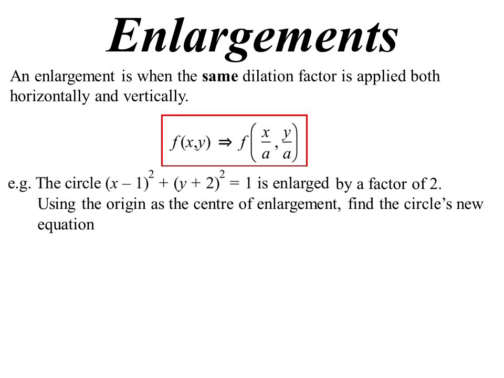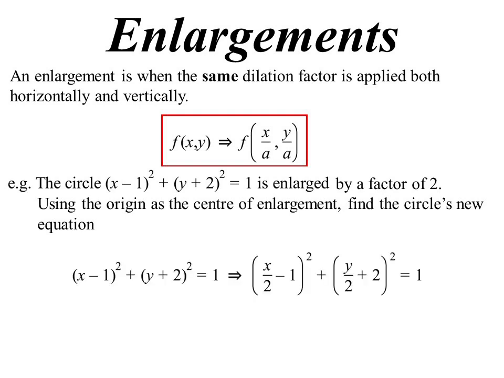Our circle, x minus 1 squared plus y plus 2 squared equals 1, is enlarged by a factor of 2. Now this works when it's the origin as the centre of enlargement. Find the circle's new equation. So everywhere I see an x, I'm replacing it as x on 2. Everywhere I see a y, replacing it with y on 2. Play with that, and eventually we get this. Now notice they didn't actually say draw it. They just wanted the new equation. So x minus 2 squared plus y plus 4 squared is equal to 4.